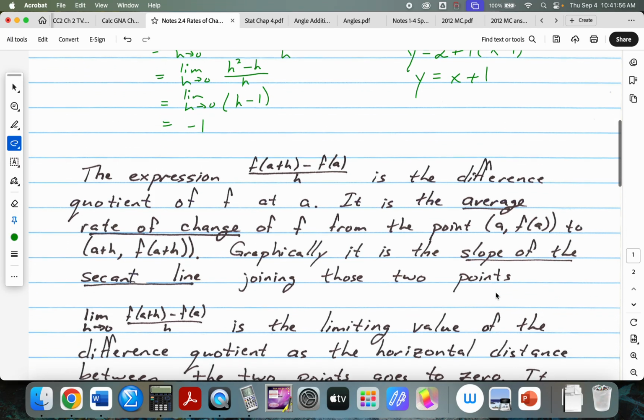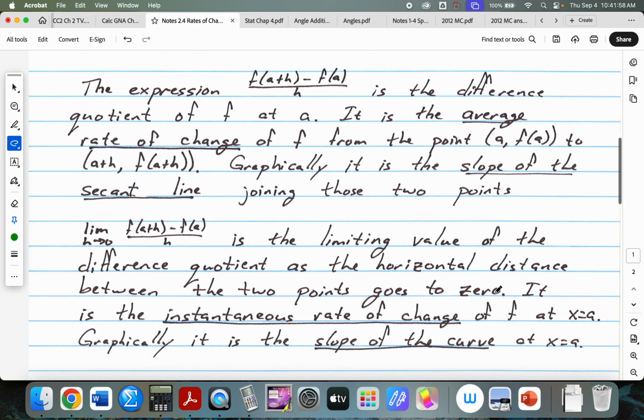All right. Just a couple of things for you to know. That expression, f of a plus h minus f of a over h, is called the difference quotient. It is the average rate of change of f from the point a, f of a to the point a plus h, f of a plus h. Graphically, it's the slope of the secant line joining those 2 points. We talked about that yesterday, right?